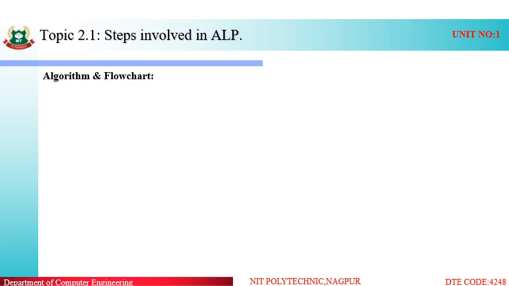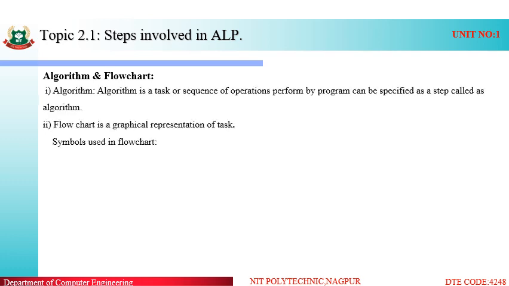Now coming to what is algorithm. Algorithm is nothing but the stepwise process to build a program. A sequence of operations performed by a program, specified step by step, is called an algorithm. So step by step procedure of writing any program is called algorithm. And what is flowchart? Flowchart is the graphical representation of algorithm.